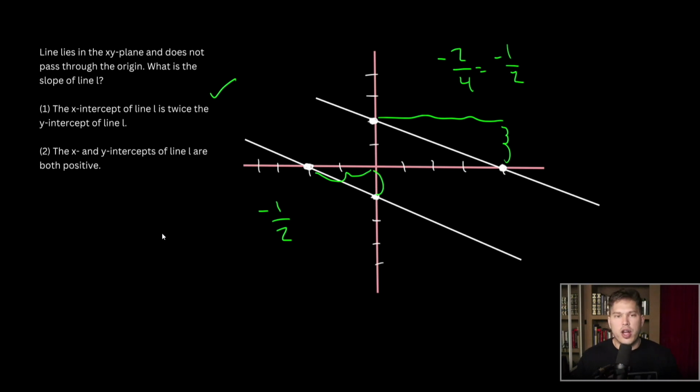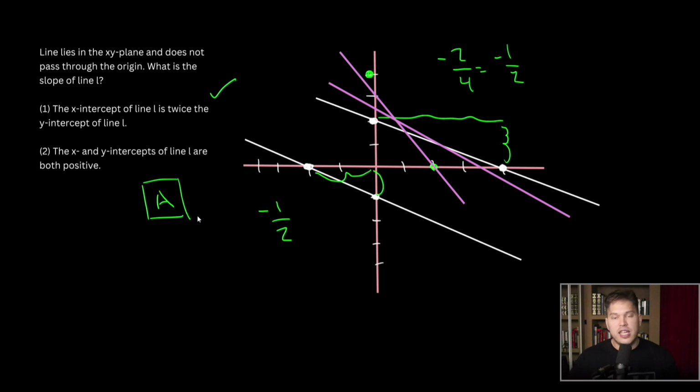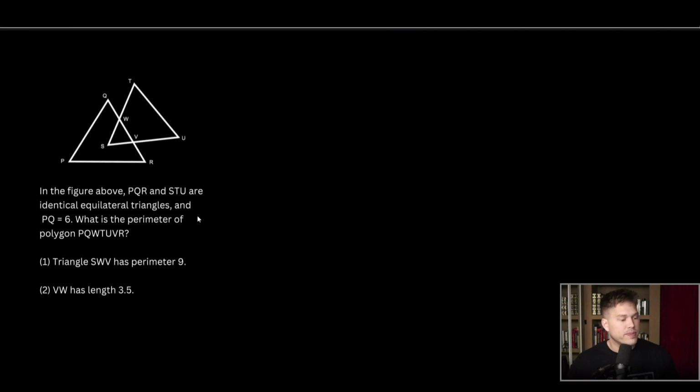So this is not enough information to tell us much of anything. We could have some line here. Here, let's just draw in a line. We could have some line here or some line here. These are obviously different slopes. So statement 2 is not sufficient. So our answer is going to be option A, where statement 1 alone is sufficient to answer the question.